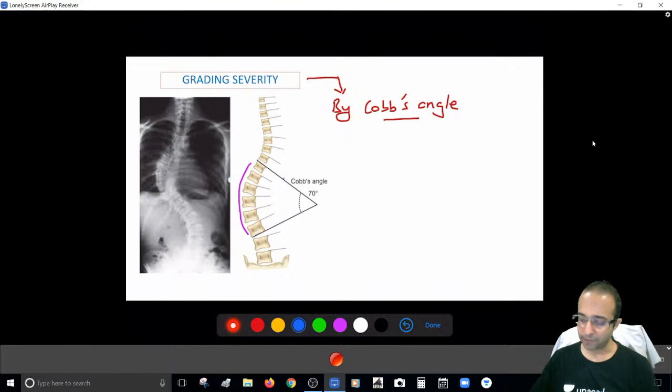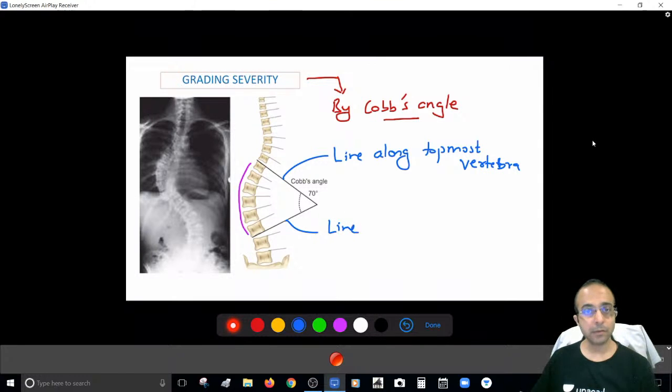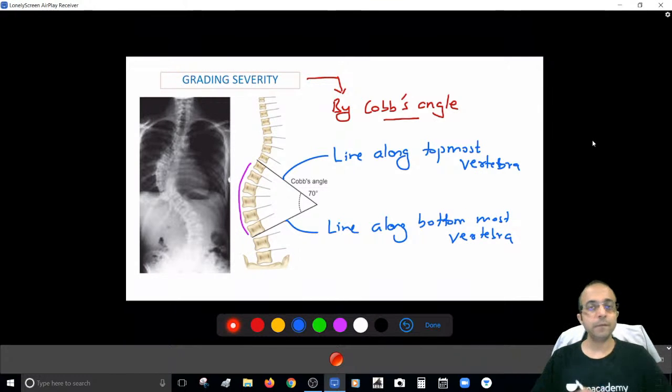Now if you see the two lines here, the top line is a line along the topmost vertebra of this primary curve. And the lower line is the line along the bottommost vertebra of the primary curve. You draw a line along the topmost vertebra, you draw a line along the bottommost vertebra. So an angle is formed. This particular angle is called Cobb's angle.